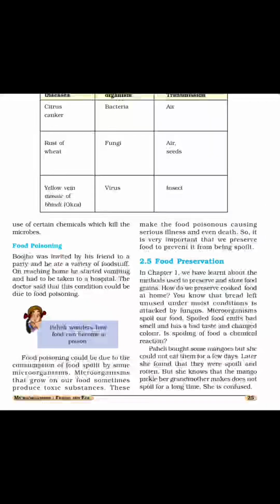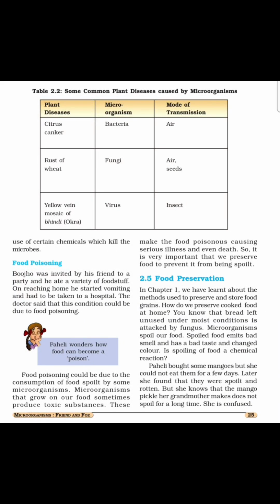Now look at table 2.2. Common plant diseases, microorganism and mode of transmission. Just like we looked at human diseases, understanding plant diseases helps us protect our food supply. One is citrus canker. This disease affects citrus fruits. It's caused by bacteria and spreads through air. You will see lesions on the leaves, stems and fruits.